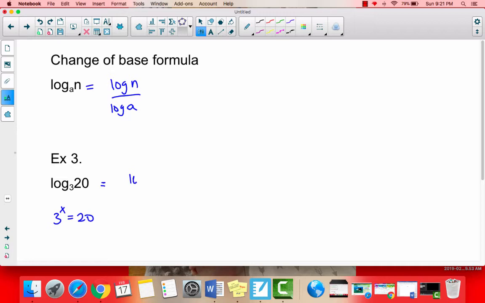So this would be log of 20 divided by the log of 3. And now we can just go to our calculators and type in log of 20 divided by log of 3. Again, don't forget your parentheses, and that's going to get you 2.73 if you round to the nearest hundredth. And that's it. So very easy formula to use. You just have to remember which number goes on top and which one goes on bottom. I always remember it: the base is on the bottom. Okay, and that is especially handy if you cannot change it to exponential form and solve very easily.